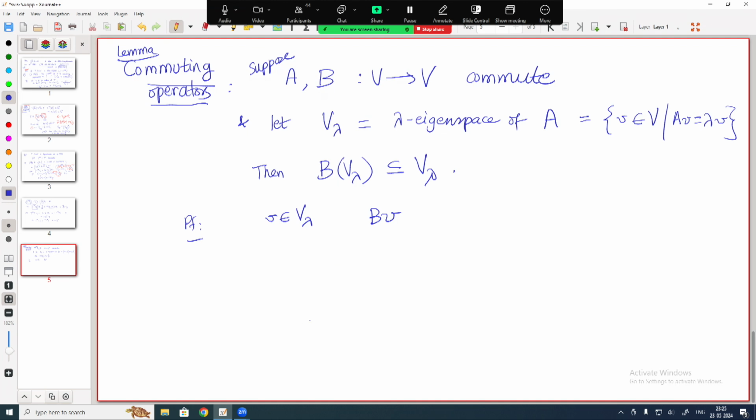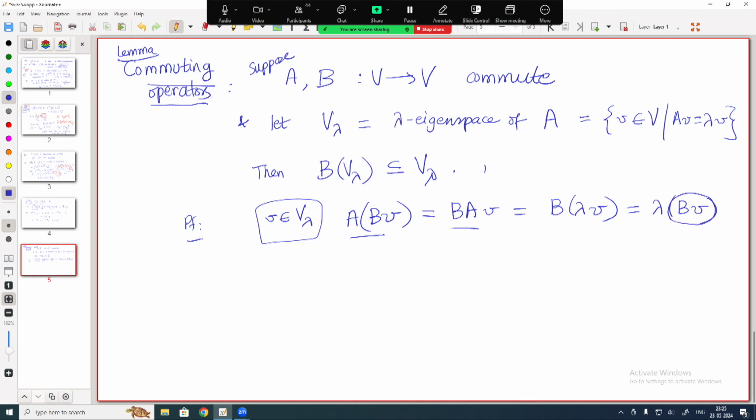So, how do we check that? We act A on it and see whether you get lambda times BV. A of BV, but now we use commuting, it is BAV, which is lambda BV. So, I have used the commuting property here, and that is exactly what I needed to prove. We have shown that if I take an eigenvector of eigenvalue lambda, then B acting on it is also an eigenvector of eigenvalue lambda, and that is exactly what I claim.